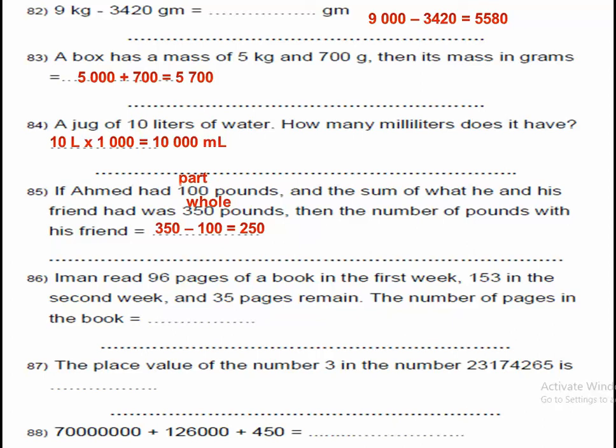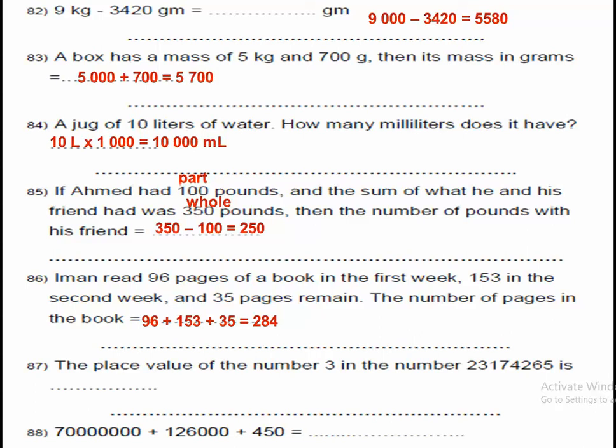Iman read 96 pages of a book in the first week, 153 in the second, and 35 pages remain. So the number of pages in the book, the whole, means the sum of all of these numbers. 96 plus 153 plus 35 equals 284 pages.